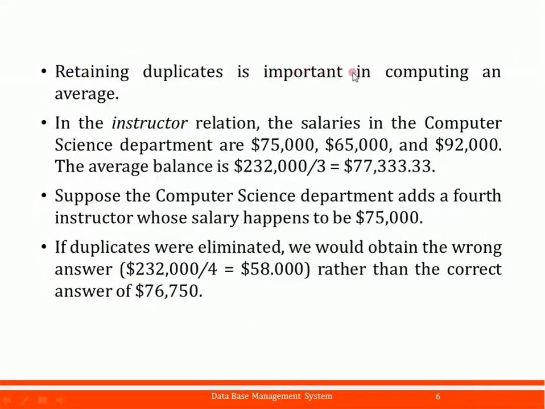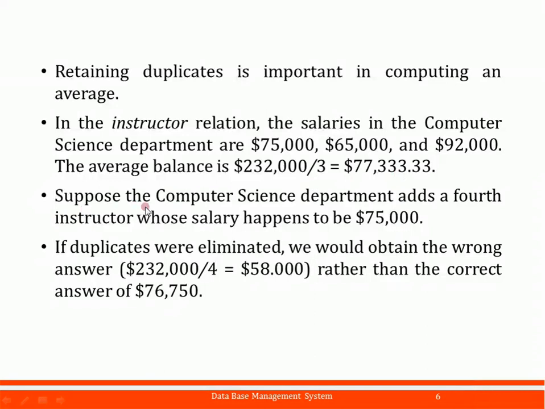So you can use the as clause for specifying the name of the column in the result. Retaining duplicates is important in computing an average. You have to compute the average for duplicate tuples also. For example, in the instructor relation, the salary in the computer science department can be 75,000, 65,000, 92,000 and 2,32,000. It's 3 values. The average is these 3 values put together divided by 3. So you get the average salary like this.